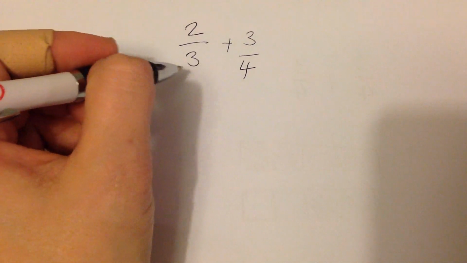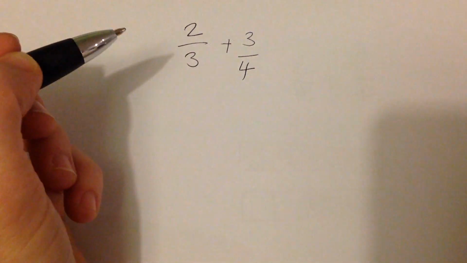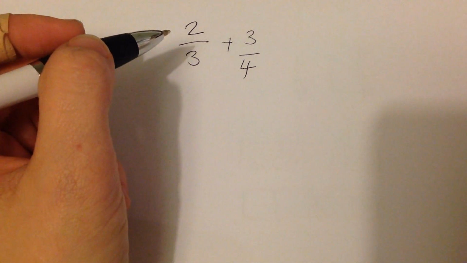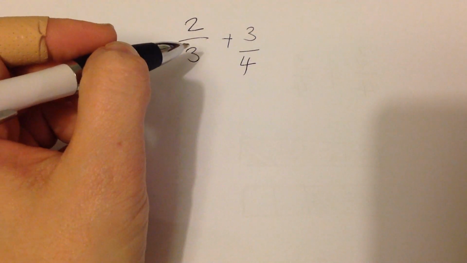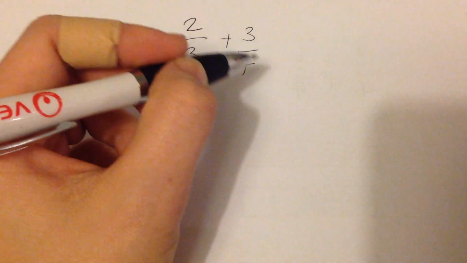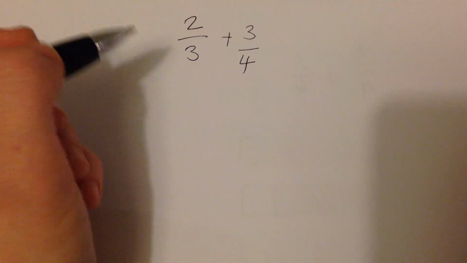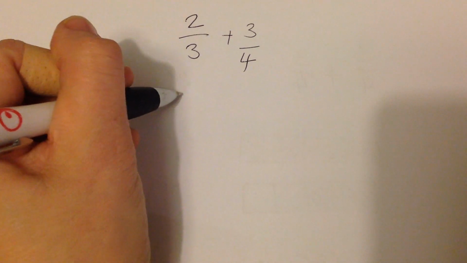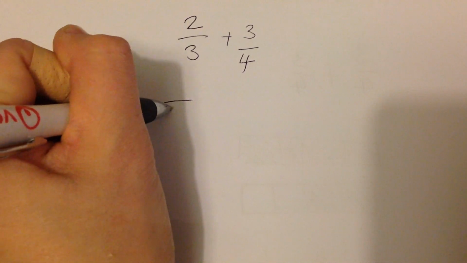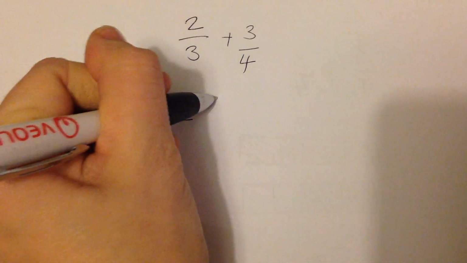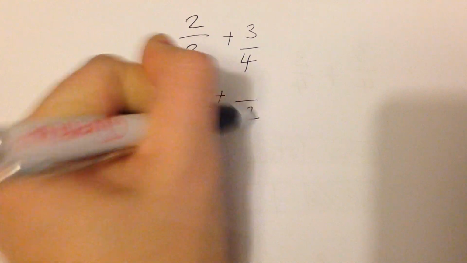So we look at these denominators 3 and 4 and we think to ourselves, what multiplication do we know? What are these both a multiple of? Well, I know that they are both a multiple of 12. So I'm going to make my denominators twelfths.